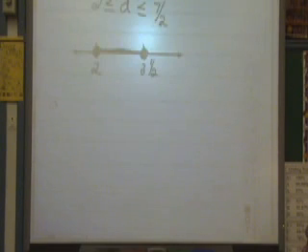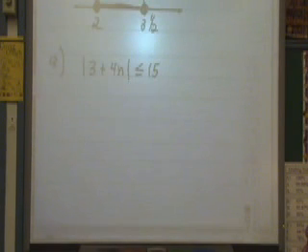Number 9. The absolute value of 3 plus 4n is less than or equal to 15. Michael? Okay, and what's the graph going to look like? Is it going to be the Russian elbows? Yeah, so it's a between problem, so set it up as a between. So negative 15 is less than or equal to 3 plus 4n, which is less than or equal to 15.